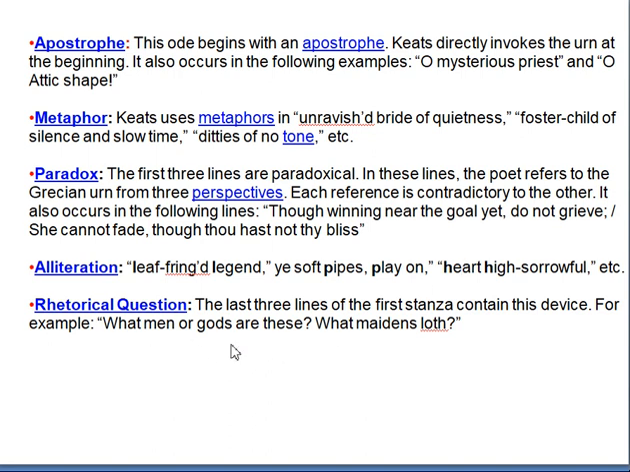Now, rhetorical question. The last three lines of the first stanza contain this device. For example, what men or gods are these? What maidens loath? Now, this is a very good example of rhetorical question. So that's all for now for this particular poem by John Keats. I hope the students will be able to understand it.